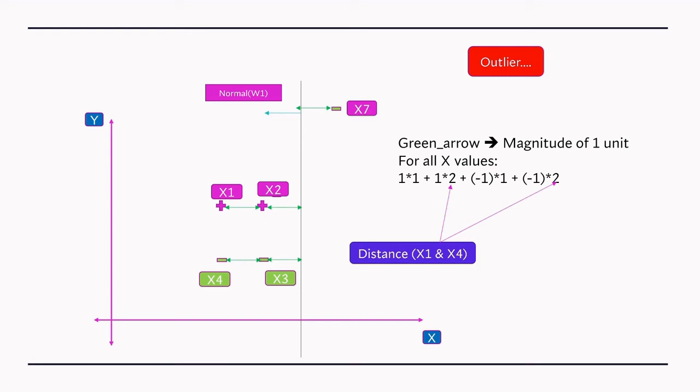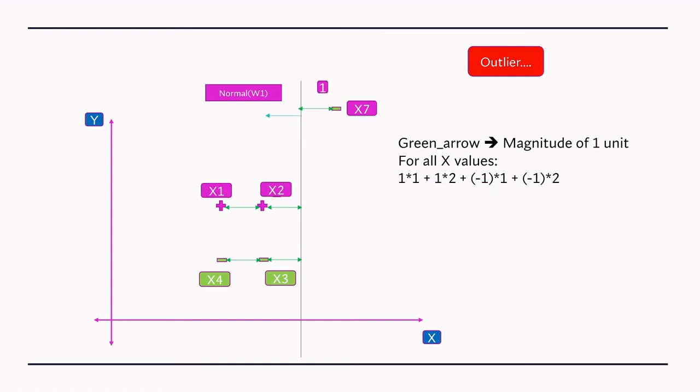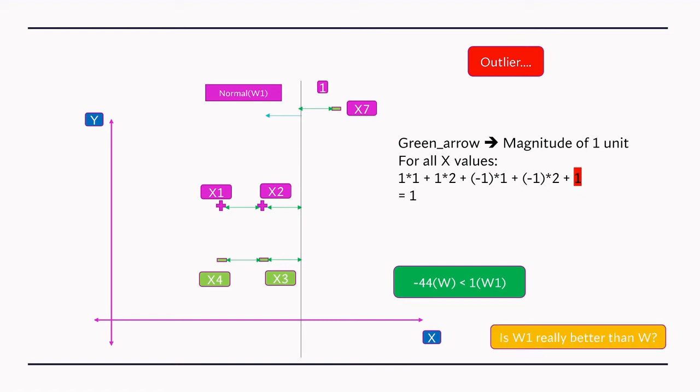So the distance of x1 and x4 are going to be 2 since they are 2 green arrows away from the plane, and the distance for x2 and x3 is going to be 1, and these are their respective labels. Now also add the distance of x7, which is 1 over here. So the final value is 1, which is better than minus 46. Does this mean that W1 is really better than W?